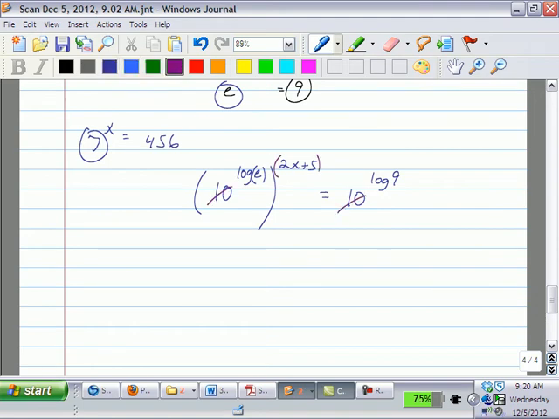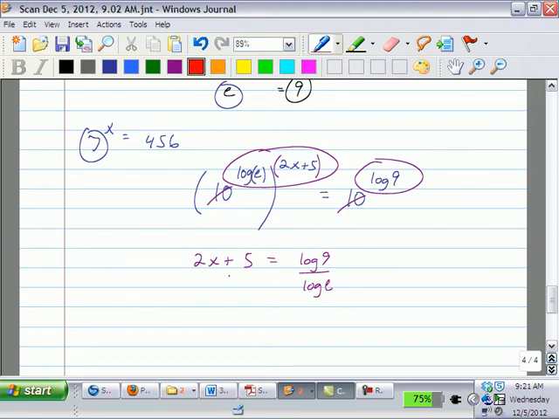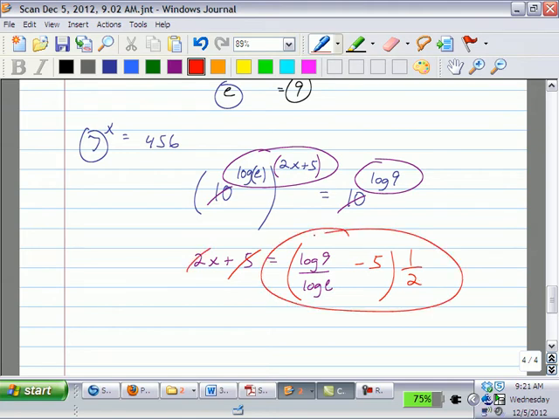What would you do to both sides first when you set these equal? Yeah, divide both sides by log e, so you got 2x plus 5 equals log 9 over log e. Then what to both sides? Minus the 5. And then what to both sides? Divide by 2 or multiply by a half. So that's an acceptable answer.